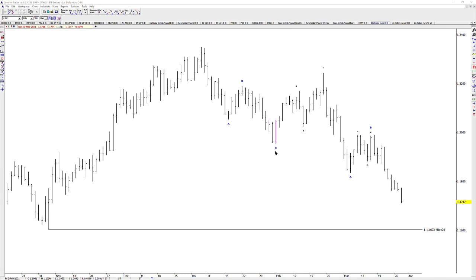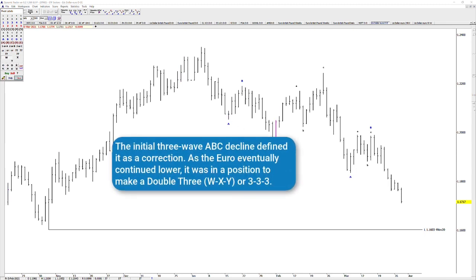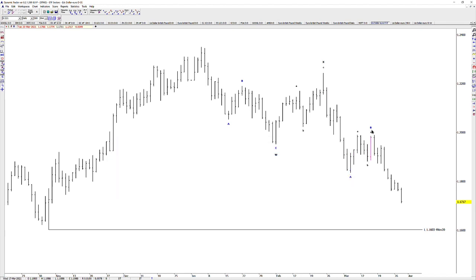So what do we call it if we have an ABC decline, then an ABC up, and then we continue to a new low? Well, more than likely it's going to be what we call a double three, and we'd be better to label that as a higher time frame W, X, and then we're making a Y, which would typically, as it's a double three, be another A, B, C correction. Well, we certainly had a clearly defined decline to a new low for an A, a clearly defined A, B, C correction for a B.